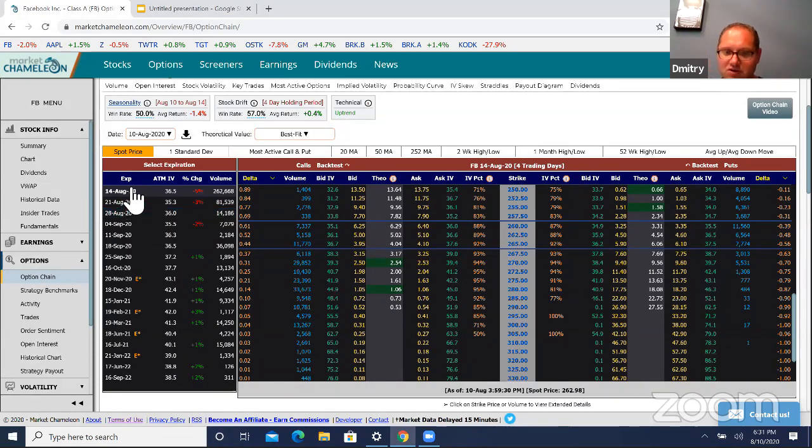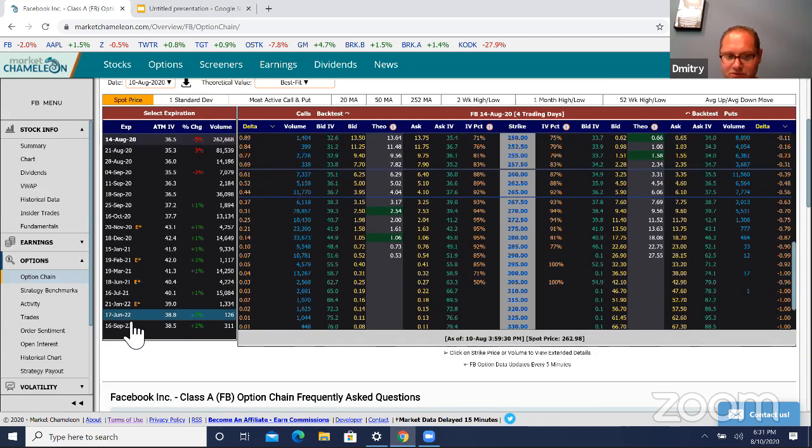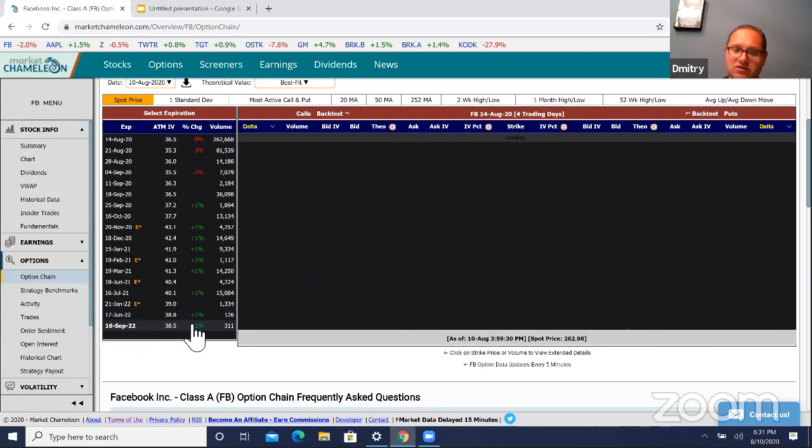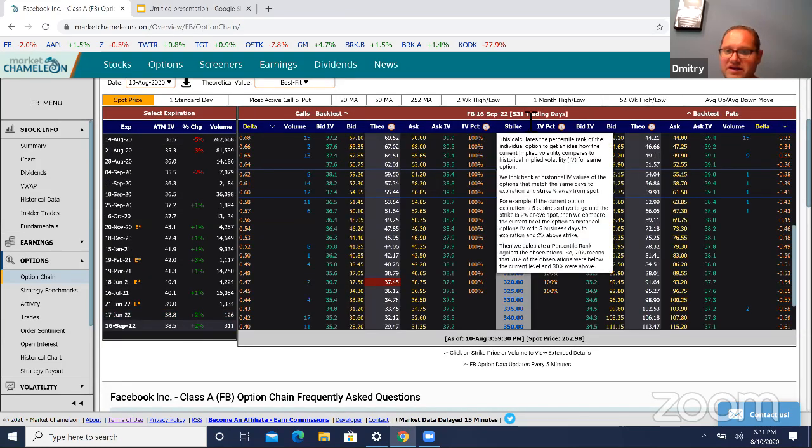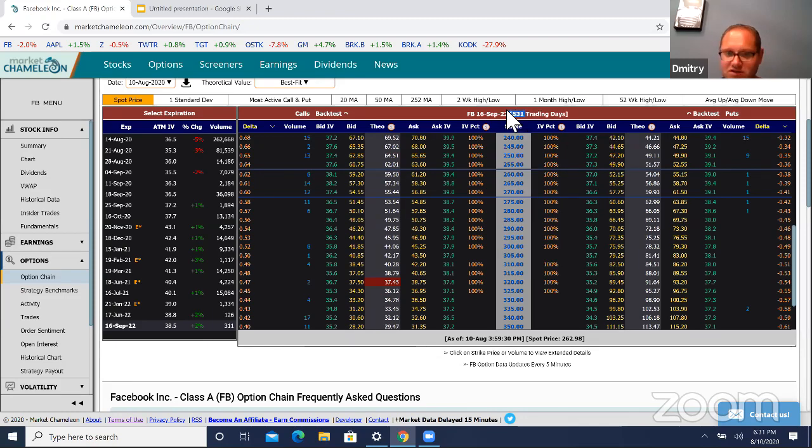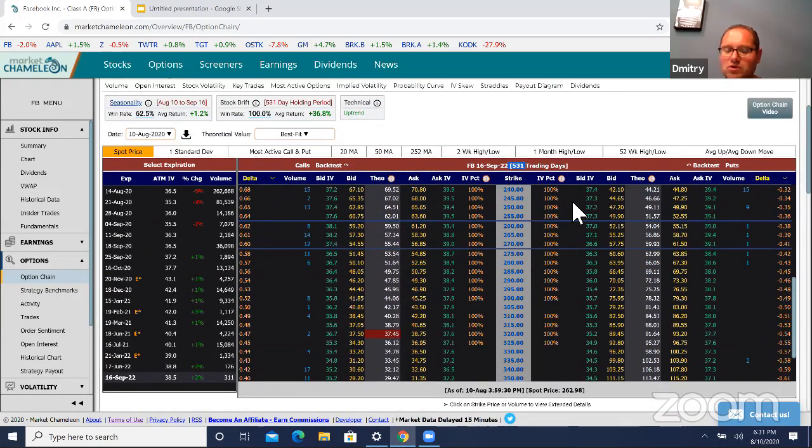So over here, August 14th only has 4 days to go. Tomorrow it'll only have 3 days to go, then 2 days, and eventually it will expire. Now, out here, as you can see, everything in between. If I go to September of 2022, this has 531 trading days to go. These are the more long-dated options.